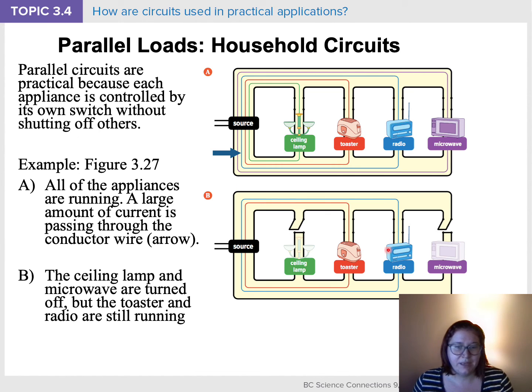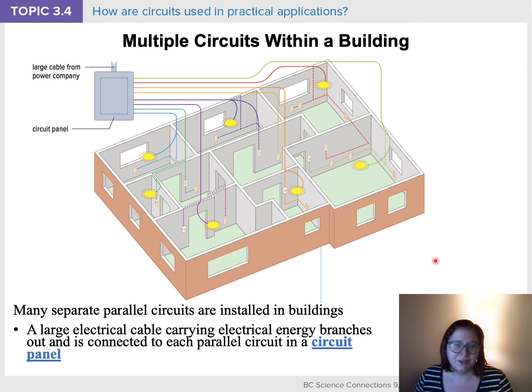So in B, if you turned off your ceiling lamp and you turned off your microwave, maybe it broke or you just turned off the main power, the toaster and radio can still run. Whereas in a series circuit, if one thing was turned off, everything would get turned off. So that's why we use parallel circuits in our homes. And we have multiple circuits in our homes.